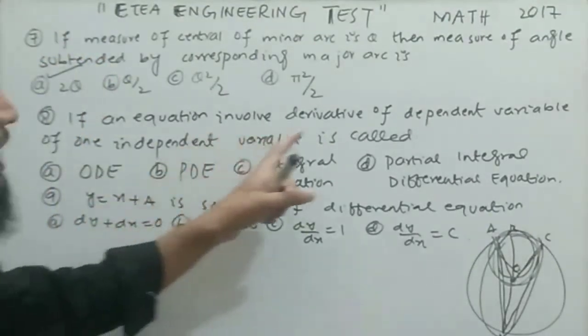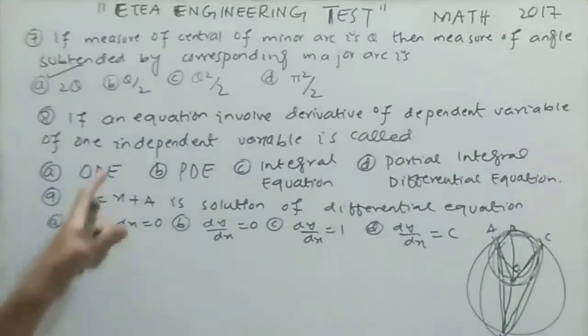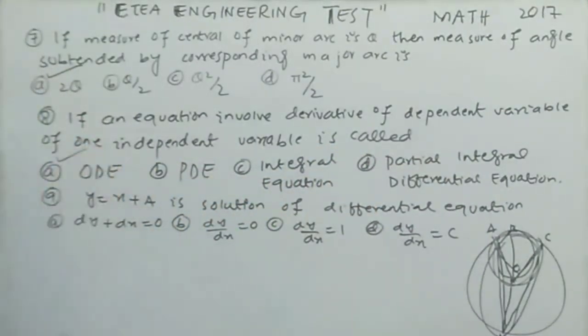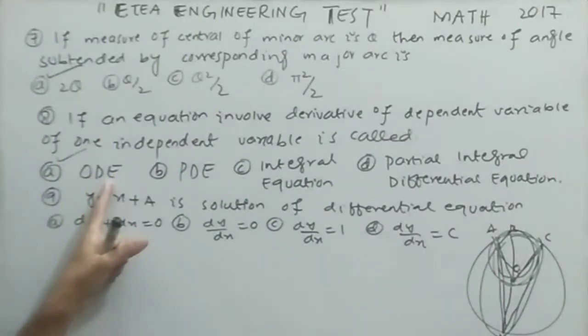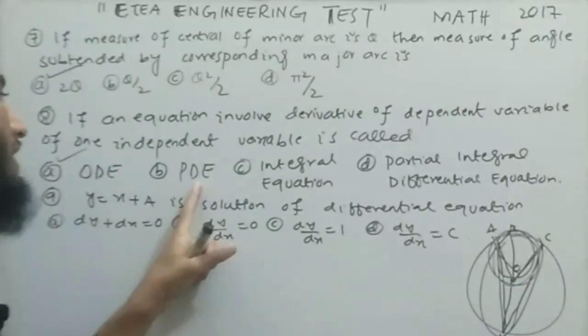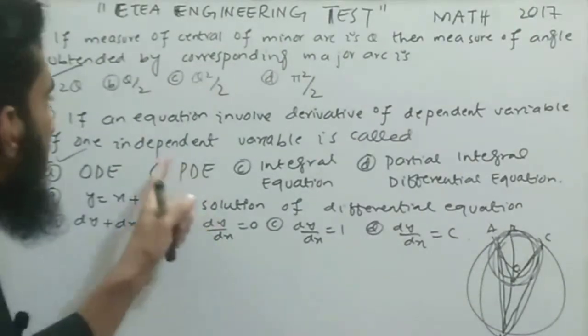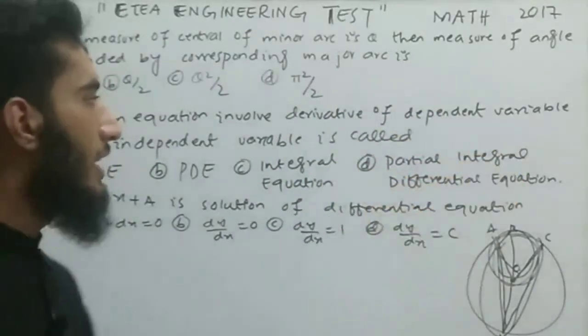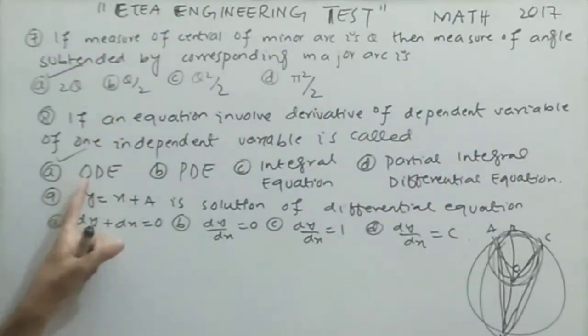If an equation involves the derivative of a dependent variable with respect to one independent variable, then it will be called an ordinary differential equation. In an ordinary differential equation, the function depends on only one variable. In a partial differential equation, an unknown function depends on more than one variable. So over here the equation involves the derivative of a single variable, which is the independent variable. So that's why the result will be an ordinary differential equation. Option number A is the right option.